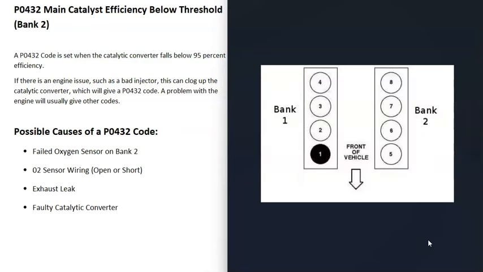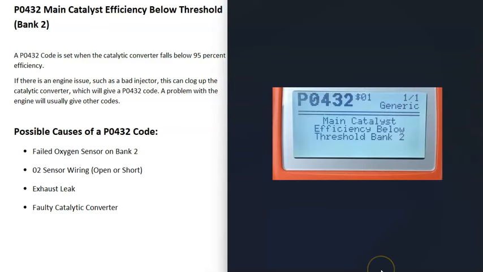And when you have a V6 or V8 engine, you're going to have two banks. Bank one side of the engine is always going to be the side of the engine with the number one cylinder. And then bank two is going to be the opposite of that. So if you find the number one cylinder in your engine, that side is going to be bank one. And then the opposite of that is going to be bank two. And bank two side of the engine is going to be the side of the engine that the computer's seeing a problem with.